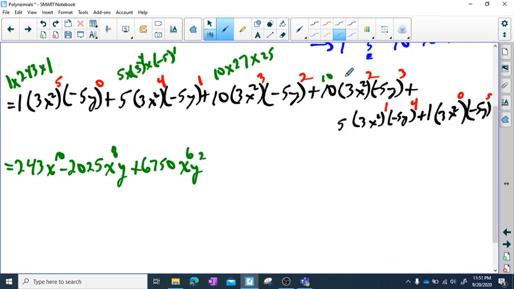So we got a 10 again. 3 squared would be 9. Negative 5 in brackets to the 3rd power is a negative 125. 10 times 9 times negative 125 is equal to negative 11,250.